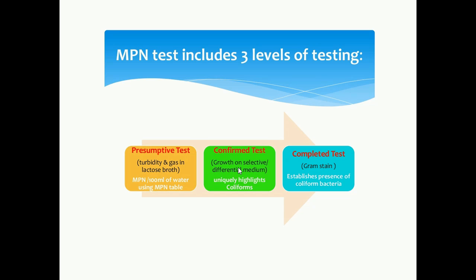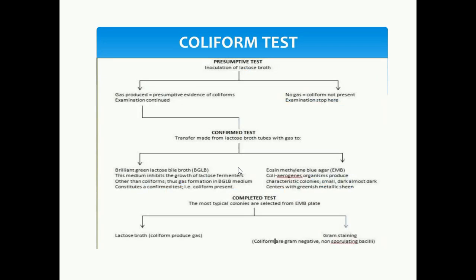Next one is the completed test. In this, we do gram staining techniques. Establish the presence of coliform bacteria. Next, coming to the flow chart, coliform test. First one is the presumptive test. That is nothing but the inoculation of lactose broth.